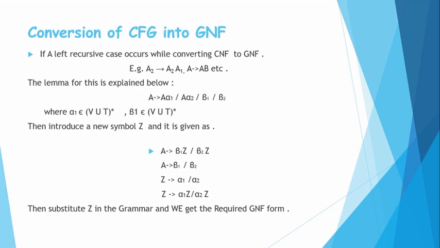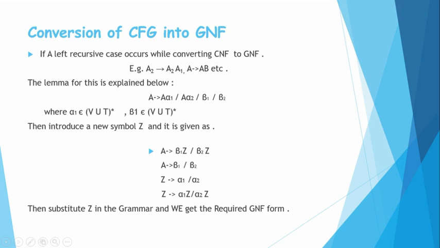Suppose A derives A alpha 1 or A alpha 2 or beta 1 or beta 2. These are the production rules. Now A will derive beta 1 Z or beta 2 Z. A again derives beta 1 or beta 2, and Z derives alpha 1 or alpha 2, and again Z derives alpha 1 Z and alpha 2 Z. Then we substitute Z in the grammar, so we get the required GNF form.